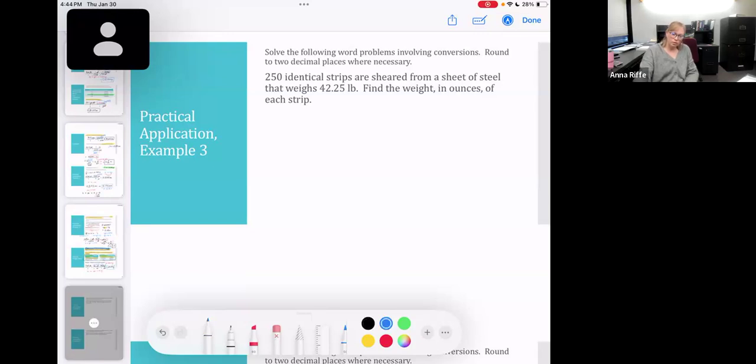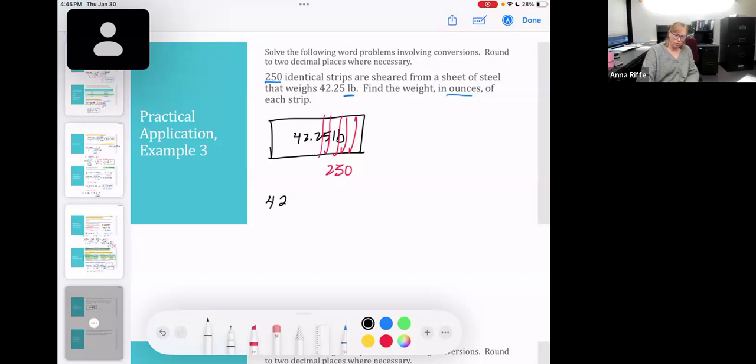Couple things to note here. I'm given a number. We want 250 strips. Given a weight in pounds, I want to find the weight in ounces. So we have the strip weighing 42.25 pounds, and it's being divided into 250 identical strips. And I want my final weight in ounces. Maybe let's start by converting to ounces. 42.25 pounds over 1.